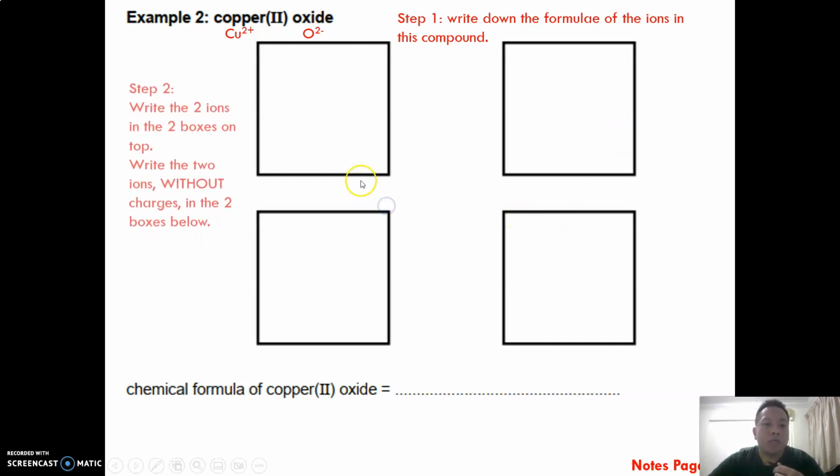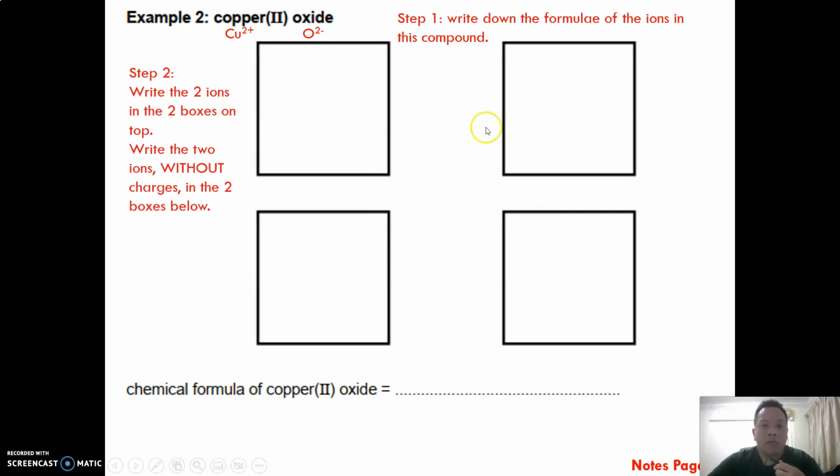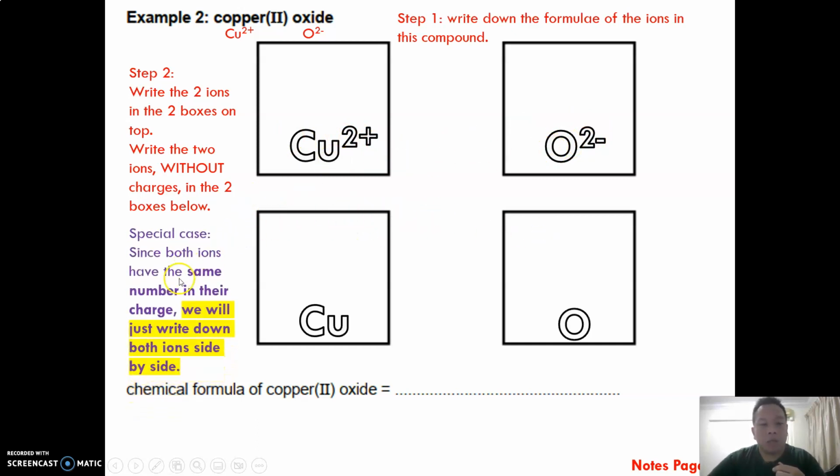Okay, so you're going to do the same. The two ions are written in these two boxes. So Cu2 plus in this box, O2 minus in this box. Now, you're going to notice that for Cu2 plus and O2 minus, the numbers in the charge are the same. Since the ions have the same number in their charge, we'll just write down both ions side by side, which means the chemical formula of copper 2 oxide is CuO.